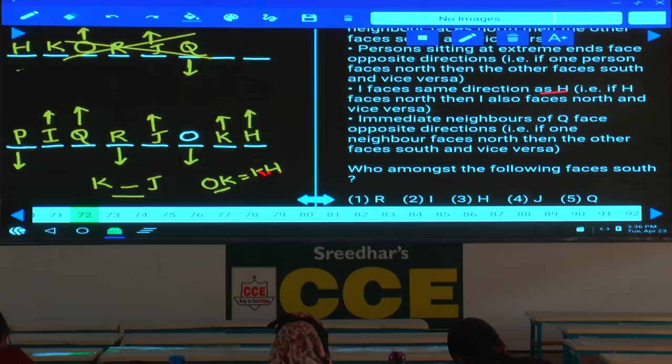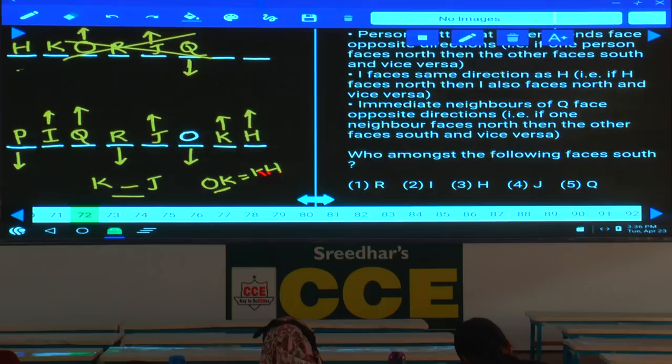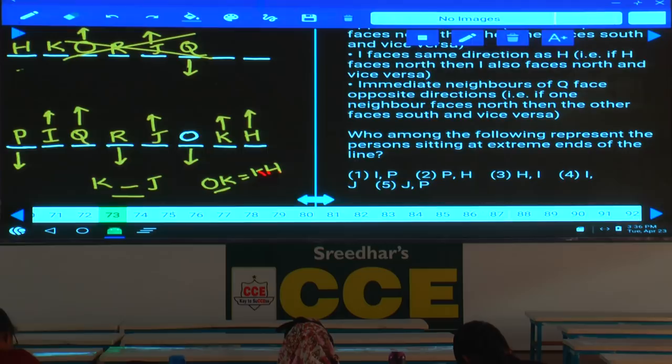Now in question number 72, who among the following faces south? As of now, three persons are facing south. Among these three, which is given here? R is south, that is choice one. Then question number 73. Who among the following represent the persons sitting at the extreme ends of the line? Extreme ends of the line are P and H, that is choice 2. 73, choice 2. Then question number 74.